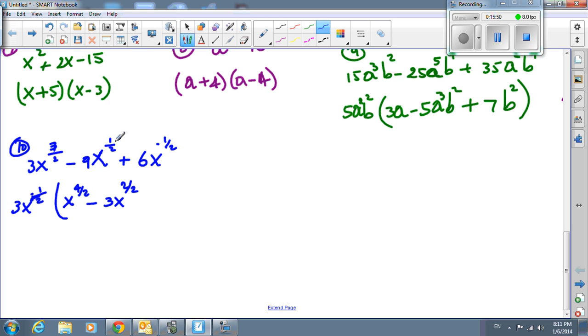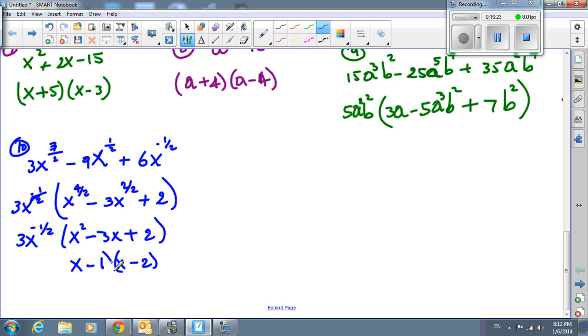1 half times what will give me a 1 half? It's actually times 1. So I put 2 over 2. Plus, here will just be a 2. If you simplify inside the parenthesis, you get 3x to the power of negative 1 half still on the outside, and this one will be x squared minus 3x plus 2. And this can be factored easily. This is x minus 1 and x minus 2. Two numbers whose product is positive 2 and whose sum is negative 3 will be negative 1 and negative 2.